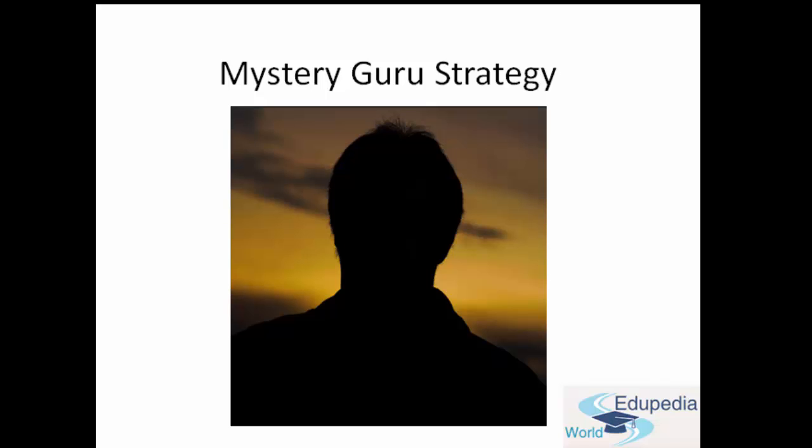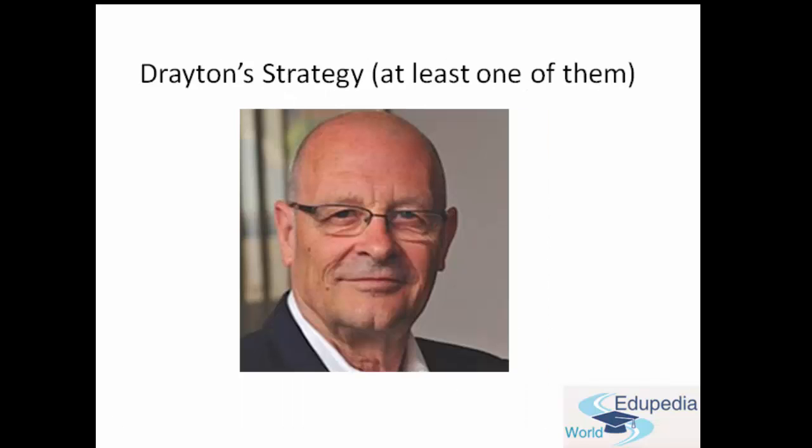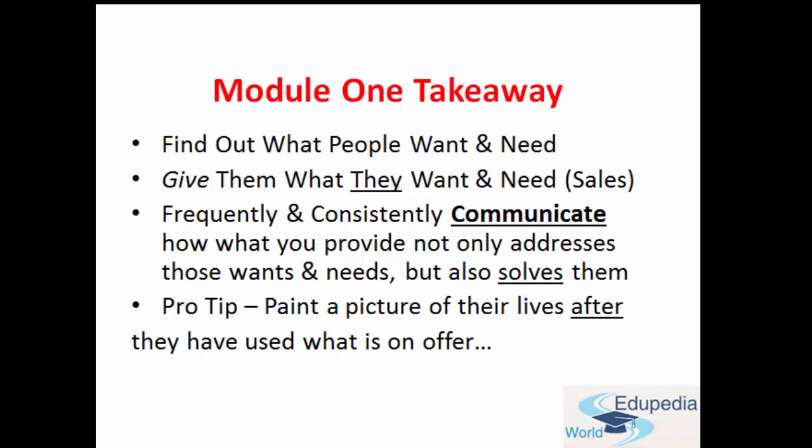Well, we actually saw with the mystery guru his strategy where it didn't work at all well. Whereas with Drayton Bird it worked very, very well. And Drayton with his strategy was very much along the lines. Now he has so many different marketing words and teachings of wisdom, but one of them that he's mentioned many times is find out what people want and need and give it to them. And he is totally correct about that.